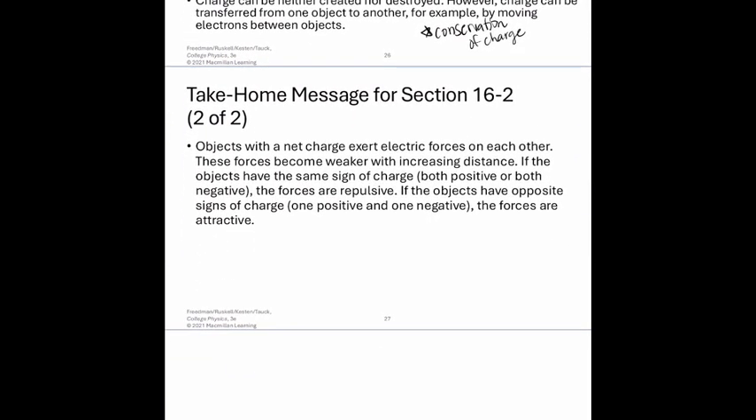Finally, the last concept, though we didn't really talk about it quantitatively, is that objects with net charge exert forces on each other, either repulsive or attractive forces.